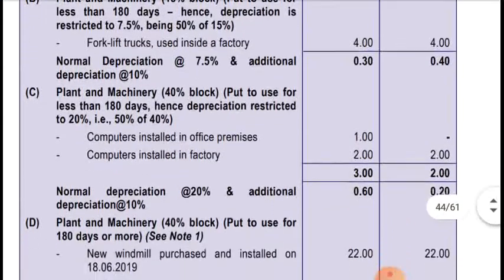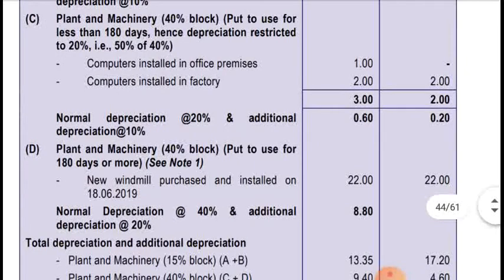Now plant and machinery 40% block put to use for 180 days or more. A new windmill purchased and installed on 18 June 2019, 22 lakhs, will be written in both columns. In this, 40% and 20% depreciation will be charged. As you all know, for a windmill purchased on or after 1st April 2014, 40% depreciation is charged. So 8.8 and 4.4 depreciation is charged.